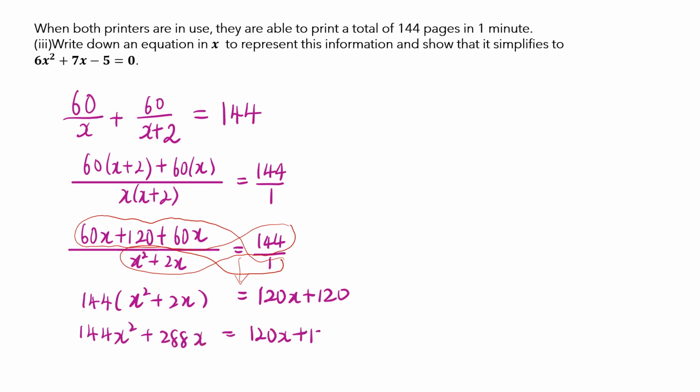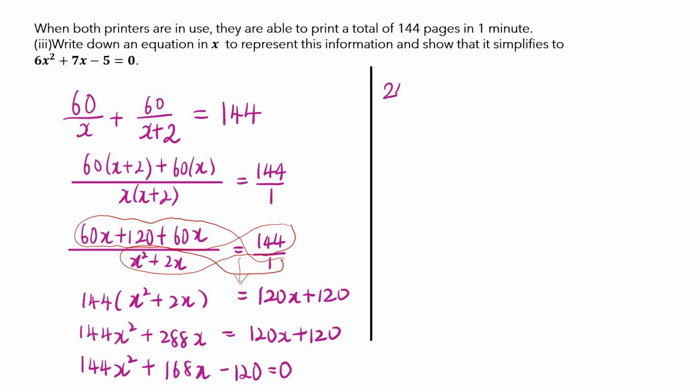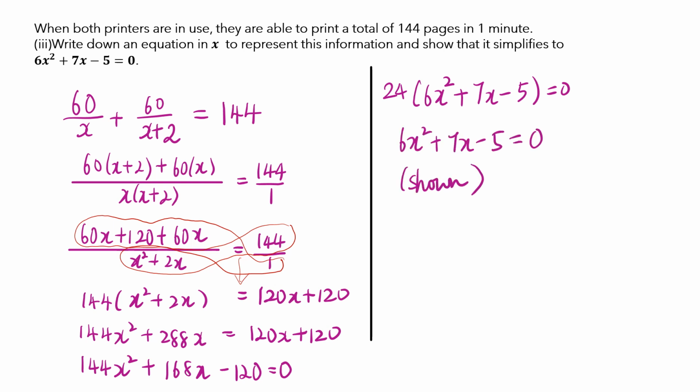Let's continue to expand the left hand side, and then we bring every term to the left hand side to form the quadratic equation. The next step is you can factorize out 24, and then you divide both sides by 24. That will give you 6x squared plus 7x minus 5 equals 0, because 0 divided by 24 gives you 0. Okay, so this is part 3.